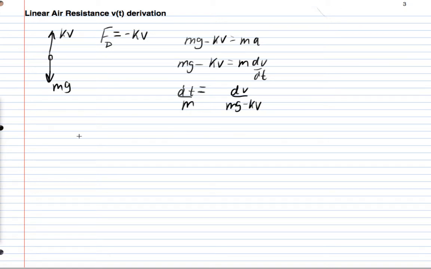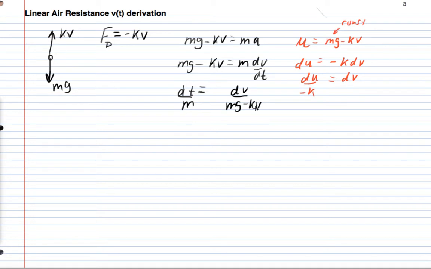And at this point, we're going to do a u substitution. So I'm going to let u equal mg minus kv. Now remember, this is a constant. So when we take the derivative to get the du term, we're going to end up getting negative k dv. And when we simplify that out, that's going to be negative du over k equals dv.